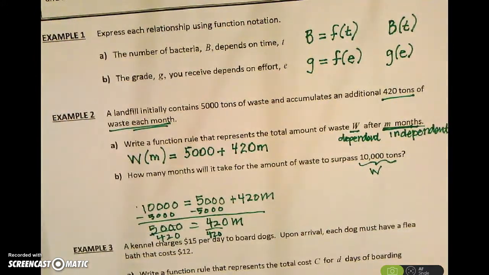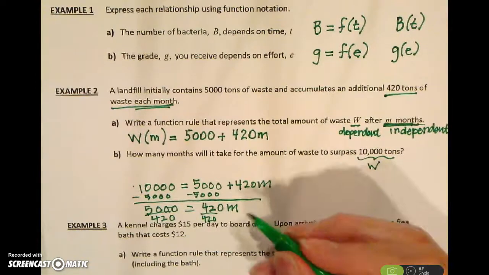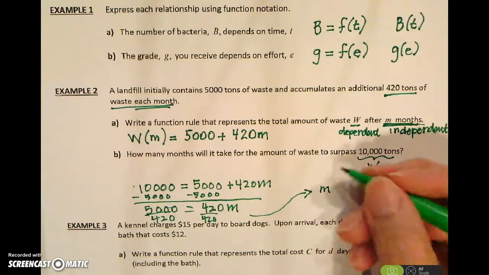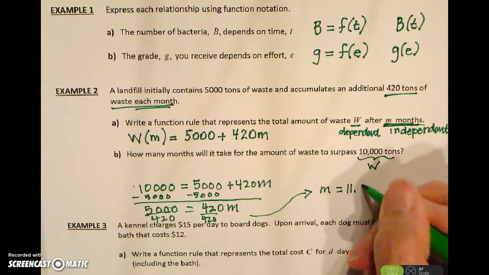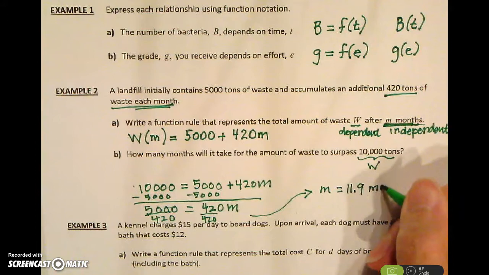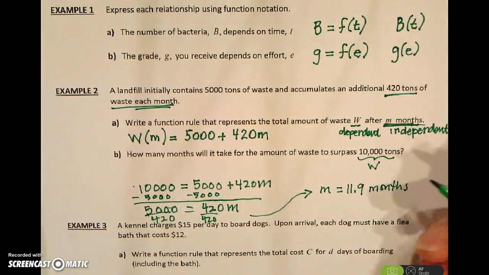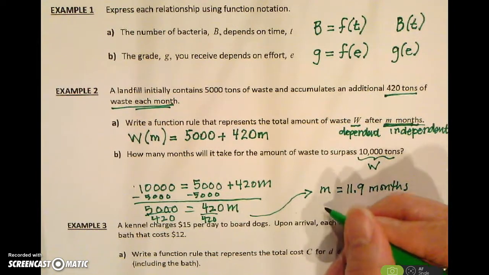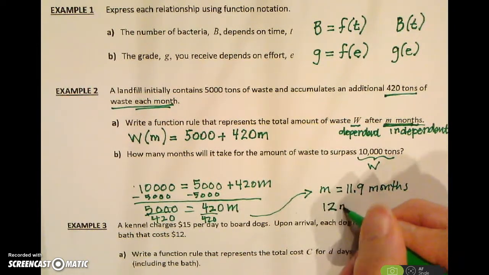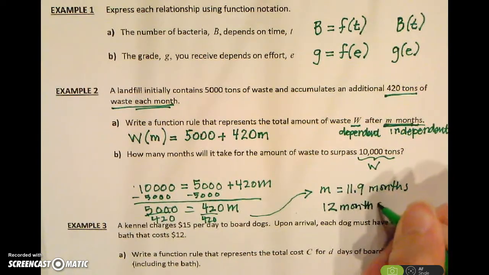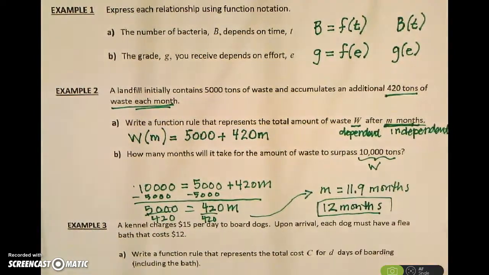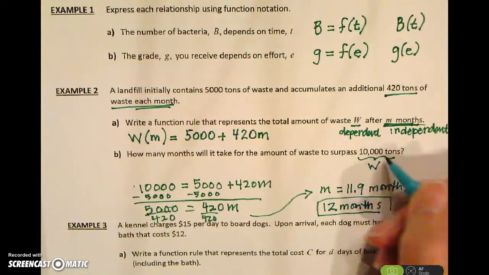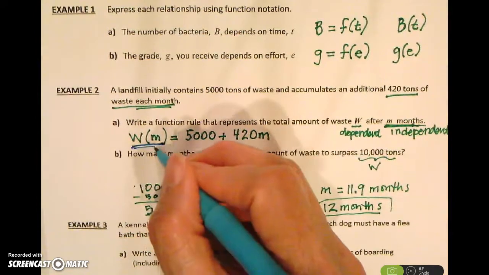and the result will be, after I put that in my calculator, I came up with that M is going to be about 11.9 months. So in order for it to surpass 10,000 tons, you need to be accumulating for 12 months for the answer. Notice here that I replaced this W, this waste, with this in this phrase right here.